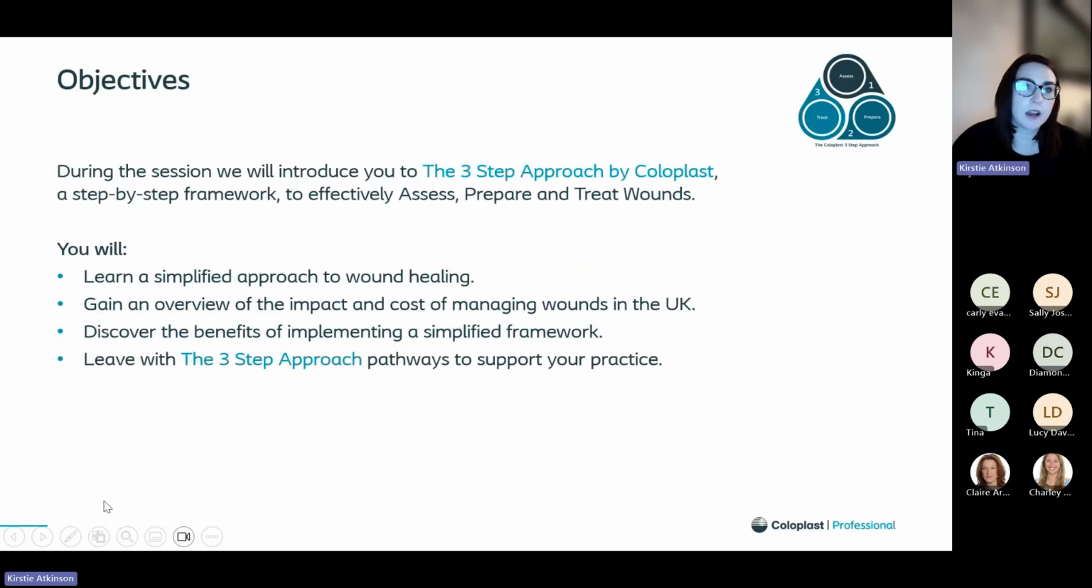So tonight, the objectives are that hopefully during the session we will introduce you to the Coloplast three-step approach, which is a step-by-step framework that will help you effectively assess, prepare, and treat wounds. You will learn a simplified approach to wound healing, gain an overview of the impact and the costs associated to managing wounds in the UK, discover the benefits you can achieve from implementing a simplified framework, and leave with the three-step approach pathways to help support you in practice.